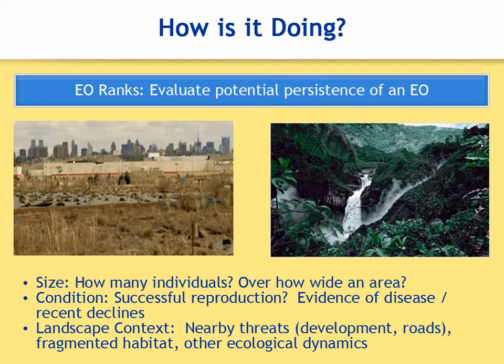But another very useful piece of information is the element occurrence rank. EO ranks assess a single population rather than the entire species. They are based on viability. How likely is the EO to persist? 3 factors contribute to EO rank: size, which can be numbers or area, condition of the EO, such as evidence of reproduction, and landscape context, which is the status of the area around the EO.